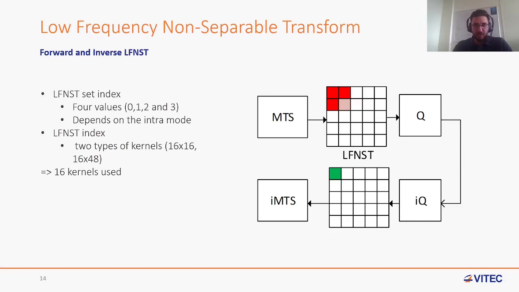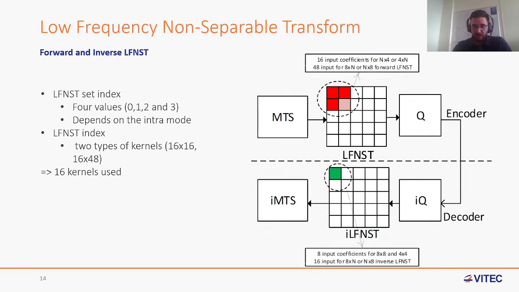The low frequency non-separable transform, on the other hand, is applied after the MTS and before the quantization in the encoding process, and before the inverse MTS and after the inverse quantization in the decoder process. It uses two indices, LFNST set index and LFNST index, to determine the used kernel. It is applied on low frequency coefficients. It is applied up to 48 input samples in the encoding process and 16 maximum input samples in the decoding process. The VVC actually defines 16 total kernels to be used for the LFNST.